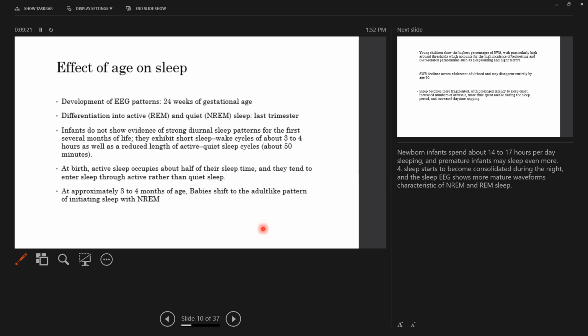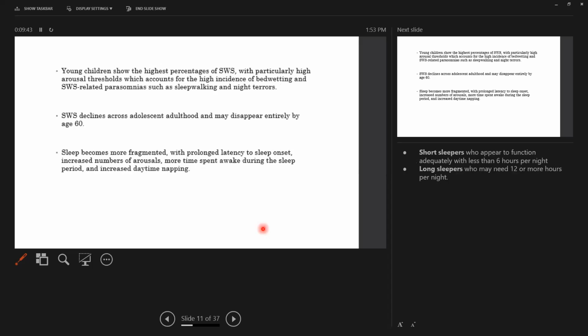Then at birth, active sleep, which is the REM sleep, occupies half of their sleep time. As adults, we enter sleep first through non-REM, then REM, but it is reversed in infants. Infants enter sleep through REM, and most of their sleep is occupied by this REM sleep. Now, at 3 to 4 months of age, they shift to the adult-like pattern of sleep.